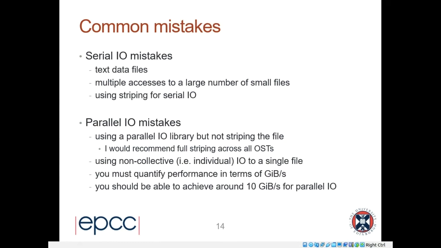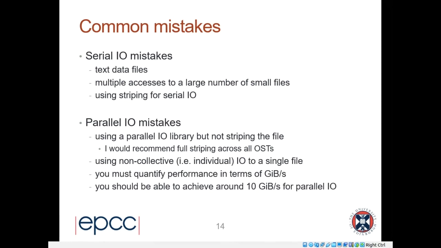So, common mistakes we see: serial I/O mistakes, text data files. I mean, yeah, do not write text data files. If you've got data, if it's numbers, write it out as raw binary. There's two reasons why. Text bloats. An 8-byte double-precision number will need many more than 8 characters to represent it, even semi-accurately. But of course, you're also doing all the conversion. You're having to convert from binary to ASCII, which is going to kill you.